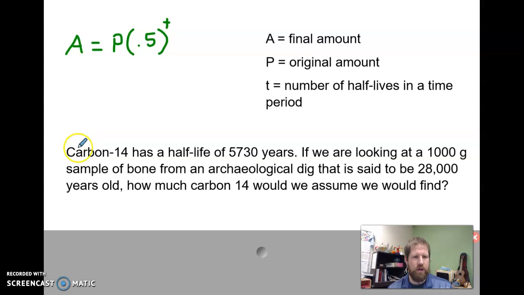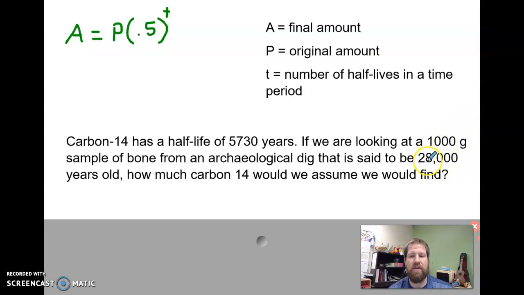Okay, so if we have carbon-14, which is what we use for carbon dating, it has a half-life of 5,730 years. And if we're looking at a 1,000-gram sample of bone from an archaeological dig that is said to be 28,000 years old, how much carbon-14 would we assume that we would find? How much would be left out of that 1,000 grams?